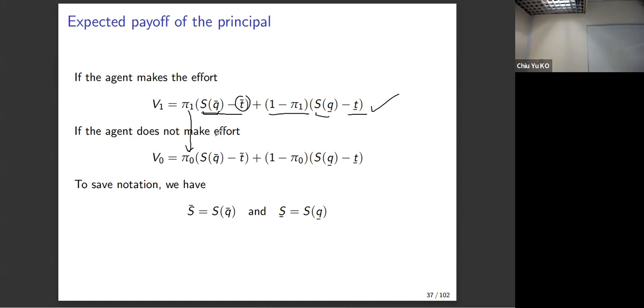You induce the effort, right? You jump from pi 0 to pi 1. There's a gain from doing that. You induce the effort, so you are more likely to be successful. Okay? And to save notation, S upper bar is the surplus when you have high output, and S lower bar when you have low output. Okay?